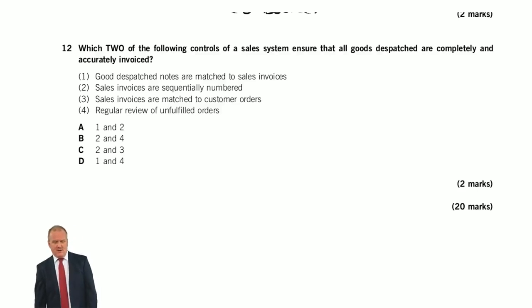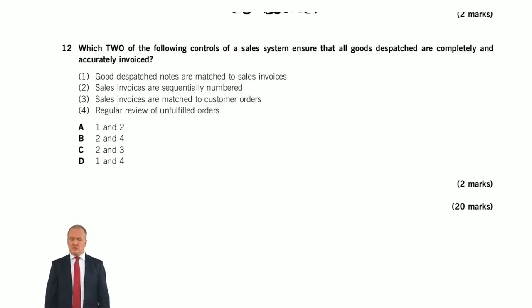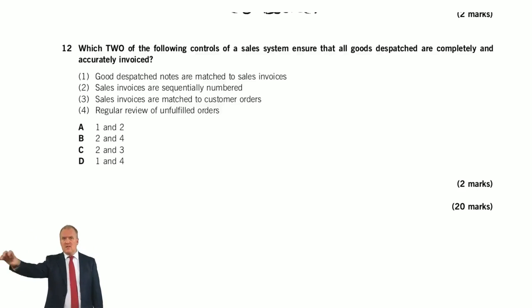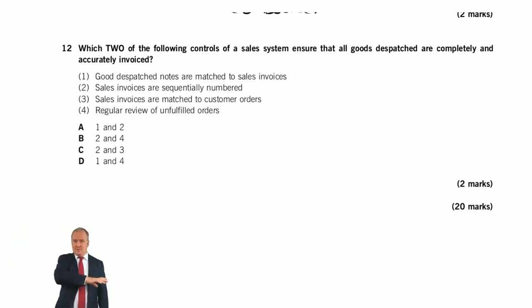Which two of the following controls of a sales system ensure that all goods dispatched, so if goods have left the building, are completely and accurately invoiced? Just think that through. We need a control to make sure that if goods leave the building, that creates an invoice. And the invoice is right.